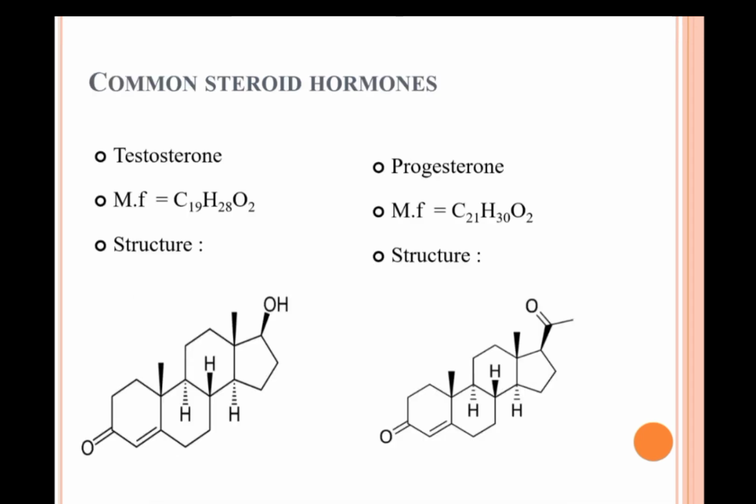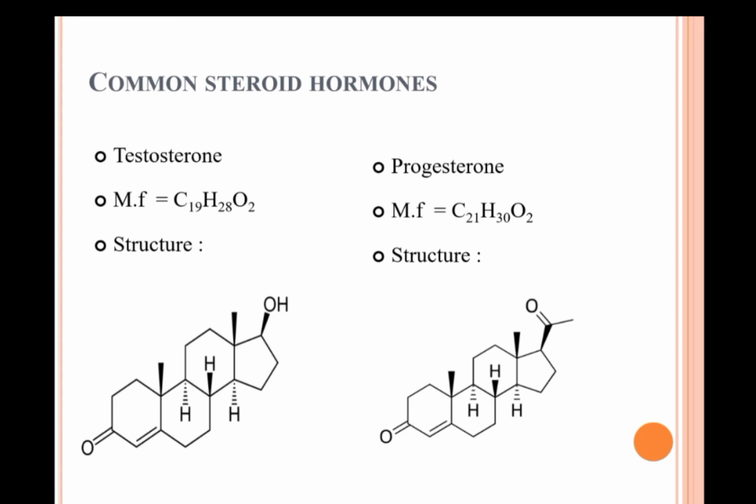Let's see the common steroid hormones, testosterone and progesterone. The molecular formula of testosterone is C19H28O2 and progesterone is C21H30O2. As we know, in androstane there are 19 carbon atoms present and in pregnane 21 carbon atoms are present. Therefore, testosterone is derived from androstane and progesterone is derived from pregnane.